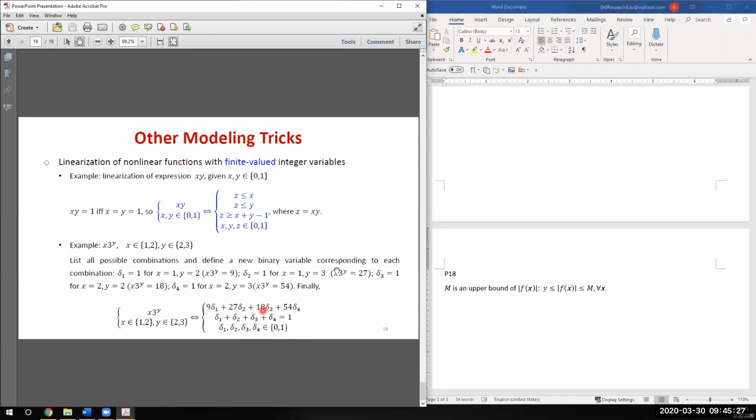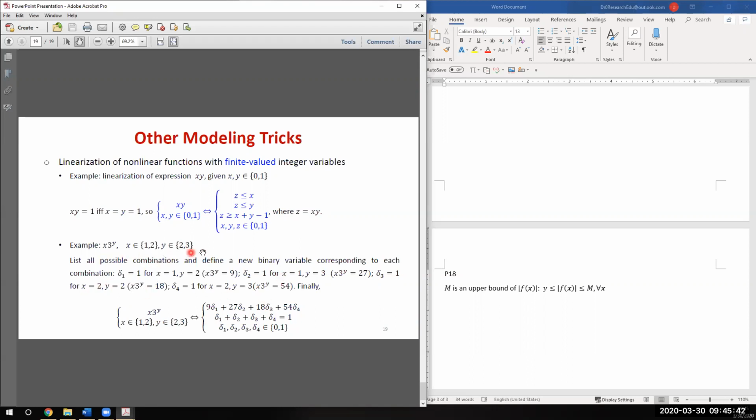And the corresponding meaning we can find here. For example, suppose I have delta 3 equals to 1. So delta 3 is here. It's corresponding to the choice that x equals to 2 and y equals to 2. And the same for other cases, okay?